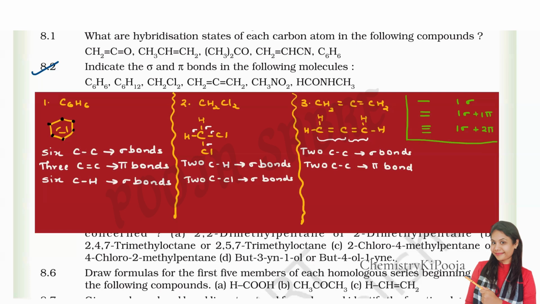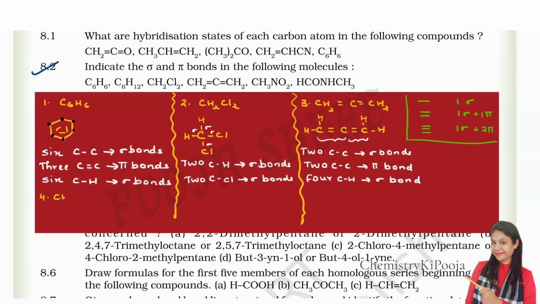Now let us write down carbon-hydrogen. How many carbon-hydrogen sigma bonds do we have? We have 4 carbon-hydrogen sigma bonds. Clear? So in total we have 6 sigma bonds and 2 pi bonds. Clear? Similarly, let us write down the next one, the fourth question.